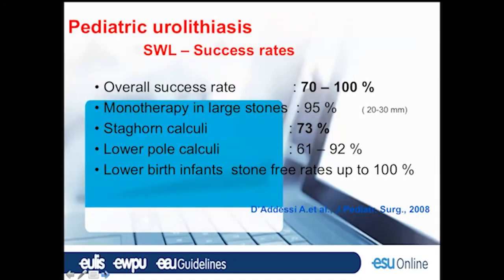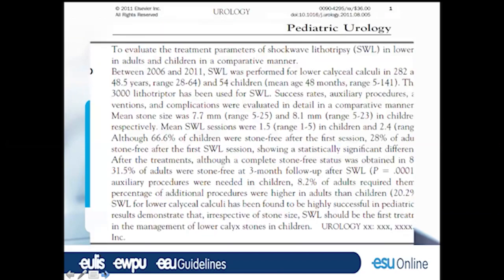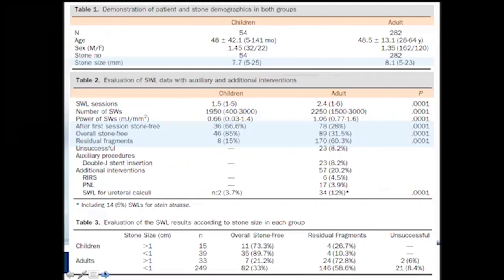It is possible. How about the success rates? It's a nice study summarizing the success rates in this population, and the overall success rate may go up to 100% depending on the stone size. Monotherapy in large stones is also successful in a major percentage of the cases. In lower pole calculi, even in low birth weight infants, stone-free rates are really high and acceptable. This is a publication from our group concerning lower pole stones. We may easily say that shock wave lithotripsy is really effective also in lower pole stones in kids.